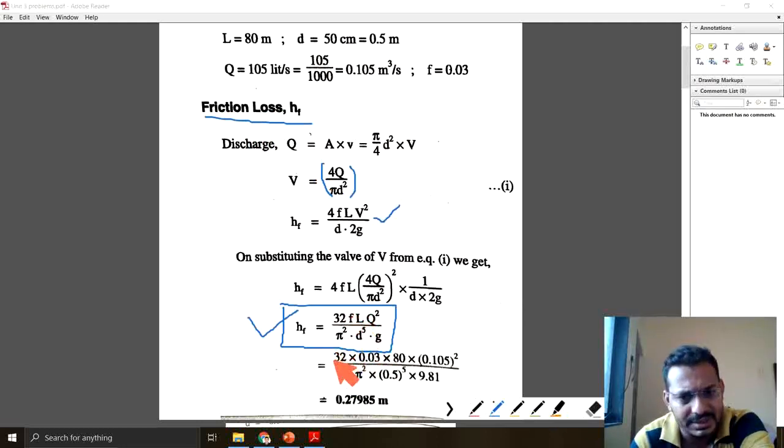32 as it is, it is a constant. f value is known, 0.03, put here. Then L value is 80, put here. Then Q value 0.105, its square. Put it in SI unit only. Then pi square, it is a constant, 3.14, its square is there. Then in the denominator, 0.5 raised to 5, and 9.81, this is the g value.